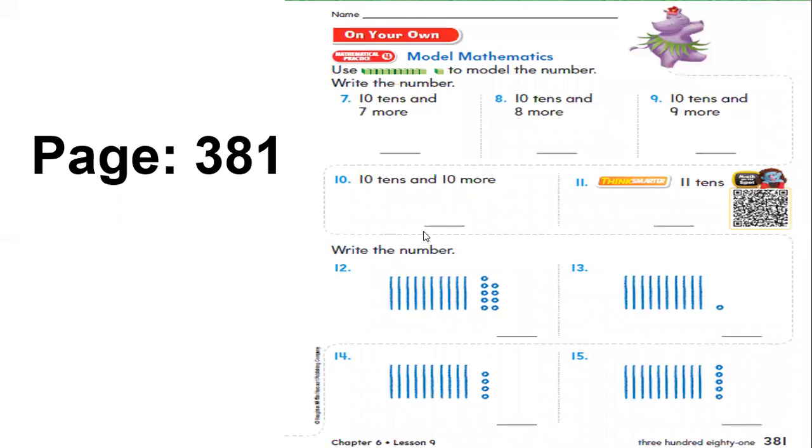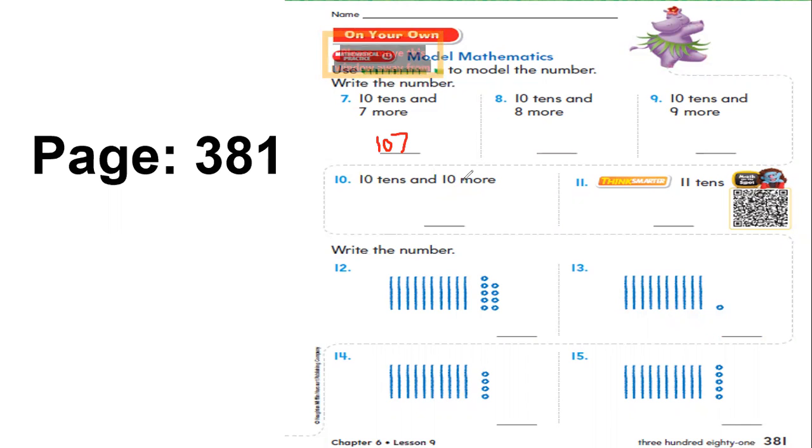Open the page 381. We are going to do the same way. Use the models or the cubes to model the number, write the number. For question number 7, we have 10 tens and 7 more. So that becomes 10 groups of 10s. And then we have 7 more. So that becomes 107. Now, no need to draw. You can write the numbers. Just write the numbers.